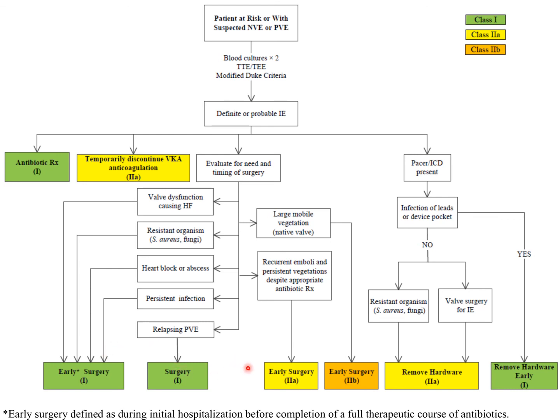There are some weaker guidelines for early surgery in the AHA guidelines, and they include a large mobile vegetation on a native valve, and that's a class 2B indication, or if there are recurrent emboli and persistent vegetation despite antibiotic therapy, then they recommend early surgery as a 2A recommendation.